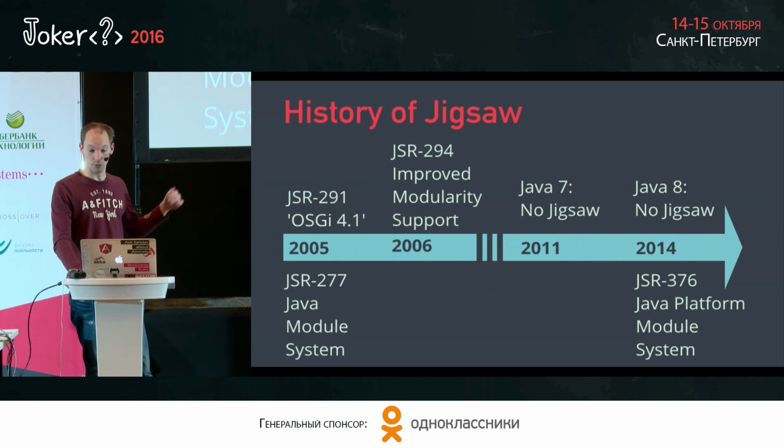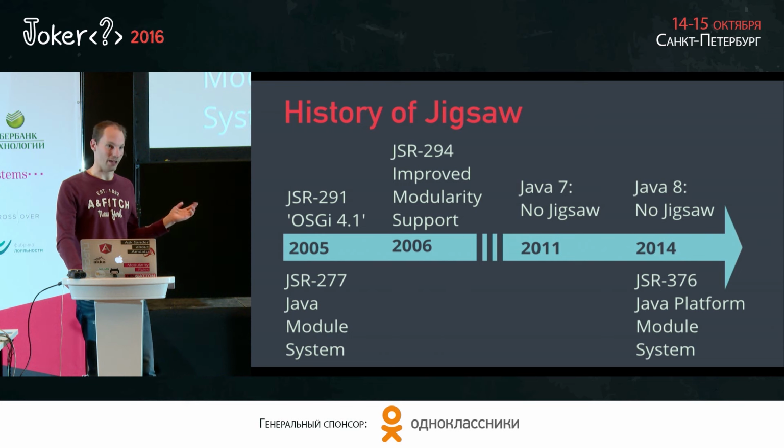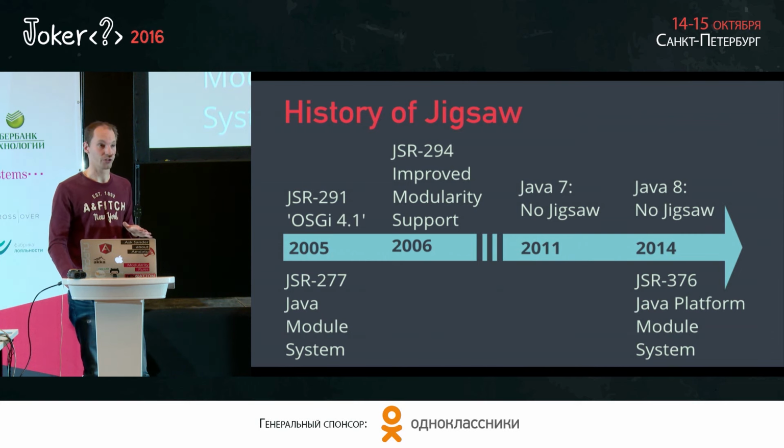So we thought that Jigsaw was coming in Java 7. It didn't. We thought it was coming in Java 8. It didn't. We thought it was coming in Java 9 in February next year. It doesn't, because it has been postponed for 4 months. But still, I'm hopeful that actually summer next year, Java 9 will be released with a module system.